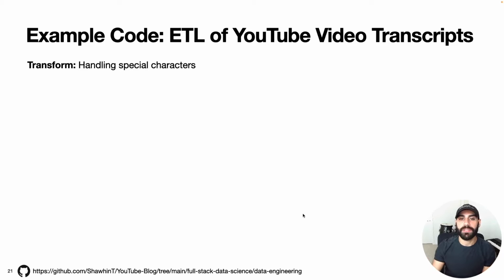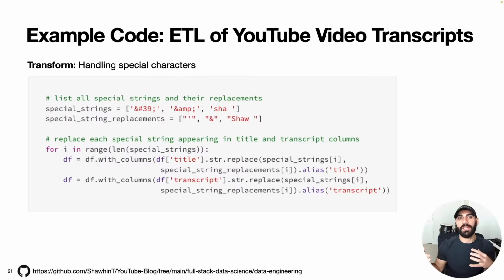The last thing I'll do here for the transform step is handling special characters. This took a bit of manual skimming, but after a few minutes, I found a few character strings that weren't correct. Specifically, some of the apostrophes were represented as this string of text here. Some of the ampersands were represented like this. And then finally, this isn't really a special character, but more like a quality control thing. The automatic captions don't know who I am. So whenever I say Shah, it comes out like this. So I just corrected the spelling. And then we can loop through each of these special strings and replace them in the title and transcript columns of the data frame. This is the code to do that.